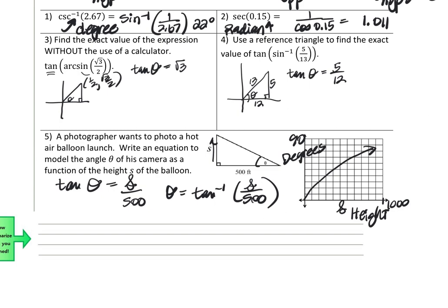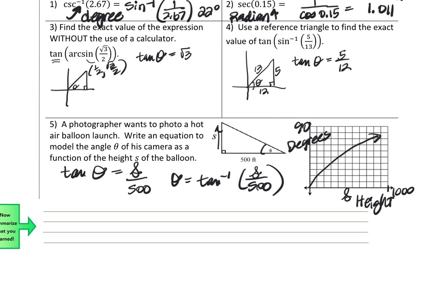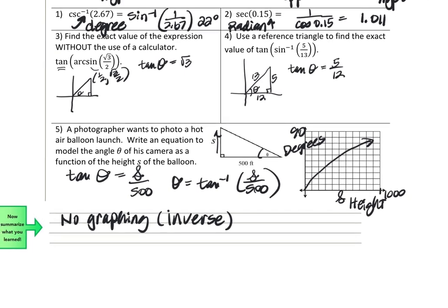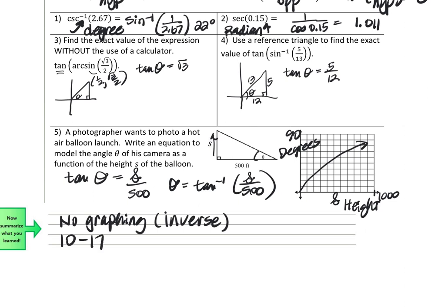So we're going to look at the homework assignments. Basically, no graphing for this lesson, okay? And that's the inverse ones, just because we only have 1 day. So the ones you need to do for homework are 10 to 17. Do that part. You need to know how to do that. Actually, the next section too, this is 18 to 25. You need that. Reference angle, yes, 26 to 29.